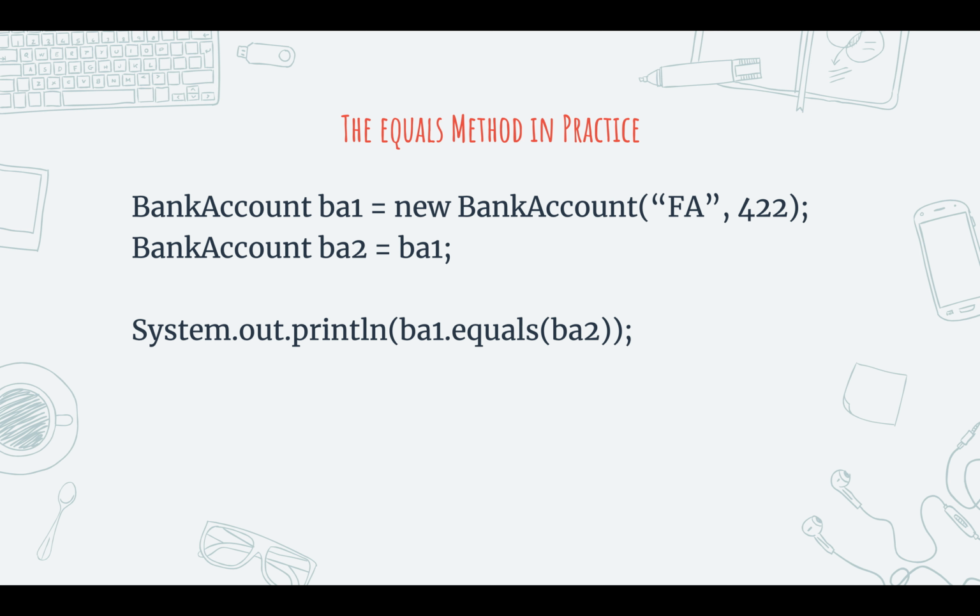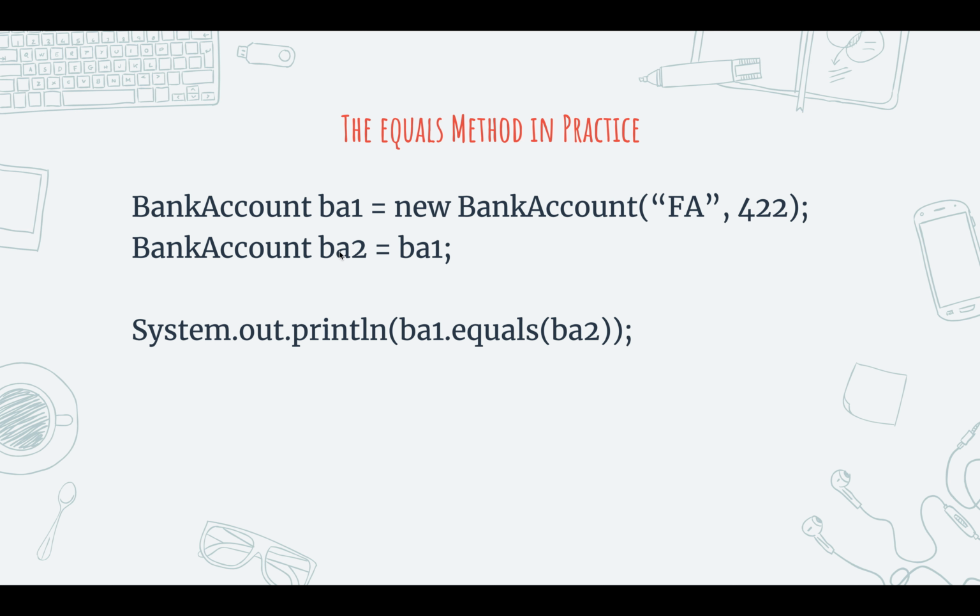Bank account BA1 is equal to new bank account with the arguments FA and 422. And then we create a new bank account. We have another place for BA2, and then we set it equal to BA1. What does this do? What it's actually doing is that this statement simply creates the object. This statement with the constructor creates a new bank account with the arguments FA422. Most likely those are our instance variables.